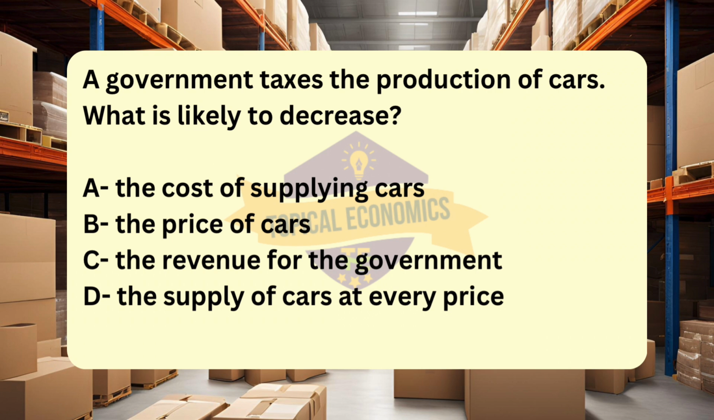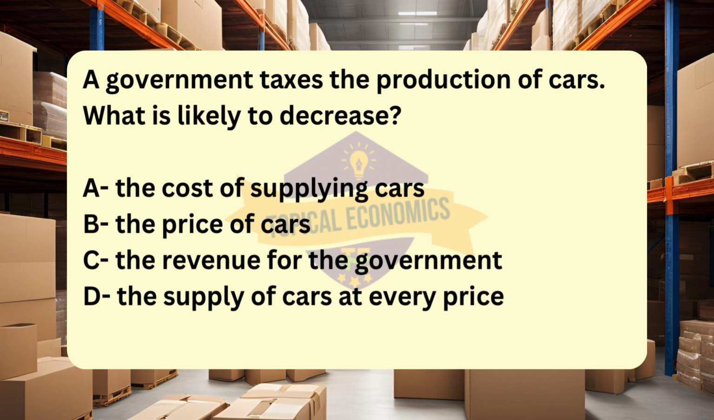The correct answer for this question is option D. The supply of cars at every price. When a government imposes a tax on the production of cars, it increases the cost of producing cars for manufacturers. Higher production costs typically lead to a reduction in the quantity of cars supplied at each price level, causing the supply curve to shift to the left. This means that producers are less willing or able to produce as many cars at the same price, effectively decreasing the supply of cars in the market.